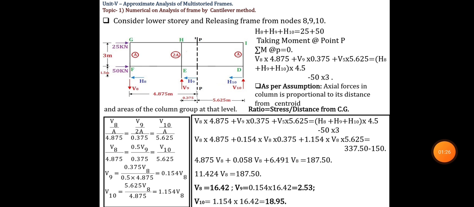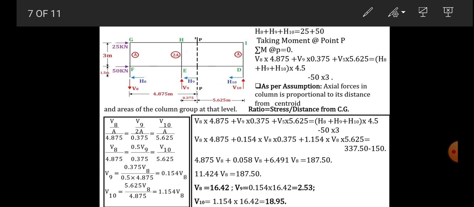Now let's move further. Here the FBD of the lower story is shown, and for that the frame is released from nodes 8, 9, 10. You see at the nodes where we cut the frame, there are two forces acting. One is a shear force and the second is an axial force, H and V. And there will be external forces, 25 and 50 kilonewton respectively at joints G and F.